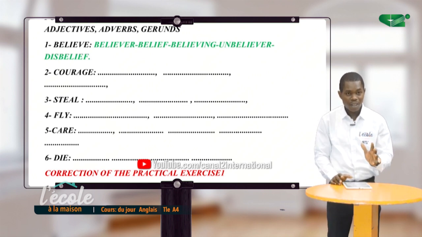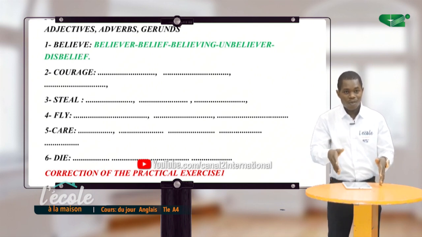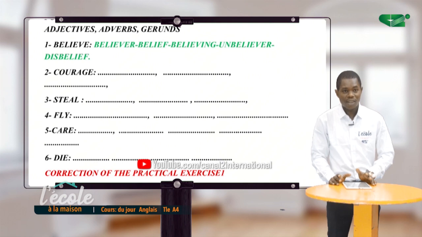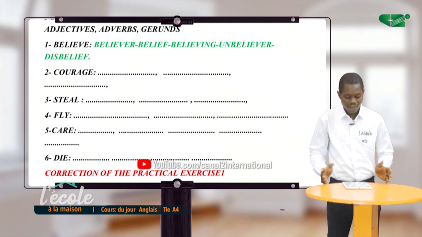After believer, you have belief. That is the fact of believing that something is true. Great. After belief, we have believing. We mentioned gerunds. Believing, you see the -ing at the end of the word. It is a gerund.